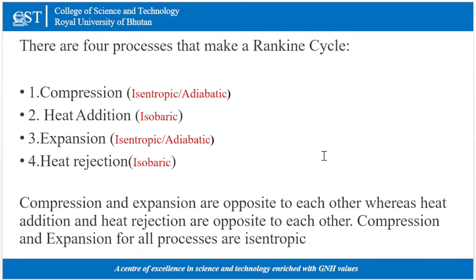Let me put everything in a nutshell. Compression and expansion are opposite to each other, and the conditions are the same. They should be at constant entropy and adiabatic in nature. Heat addition and heat rejection should happen at constant pressure. I'll let you know why it should happen at constant pressure later on. Once these four processes are completed, the Rankine cycle is completed.